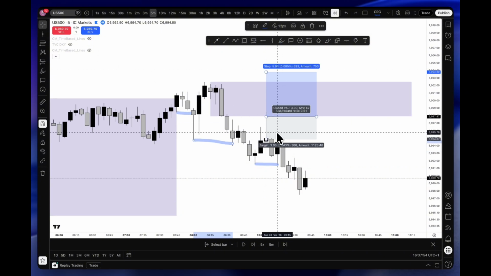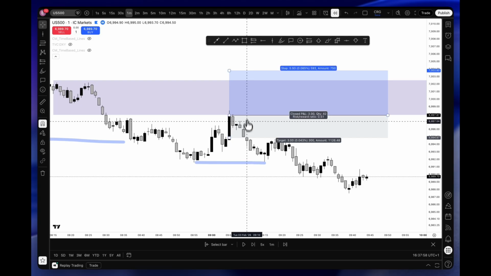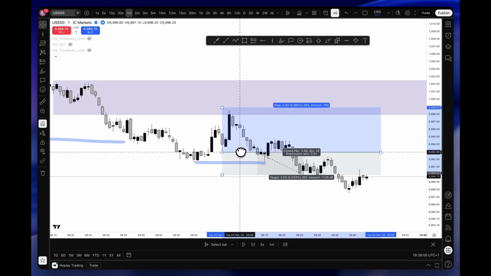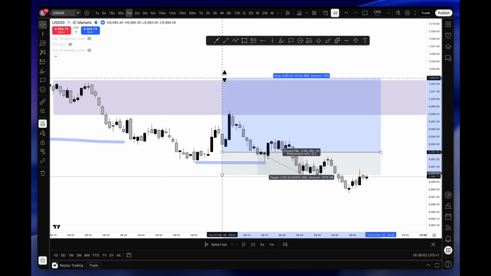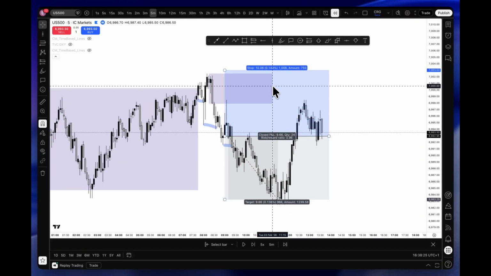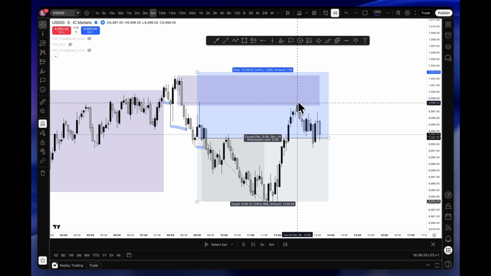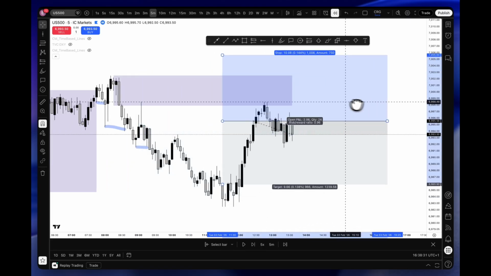Now, if you want to be a lot safer, which is completely normal, you go into the M1 and instead of waiting for the M5, you can literally just take it like that. This is a perfect example, right? Price comes back up here, yeah. And if you were patient, you could have gotten that. You could have gotten here.